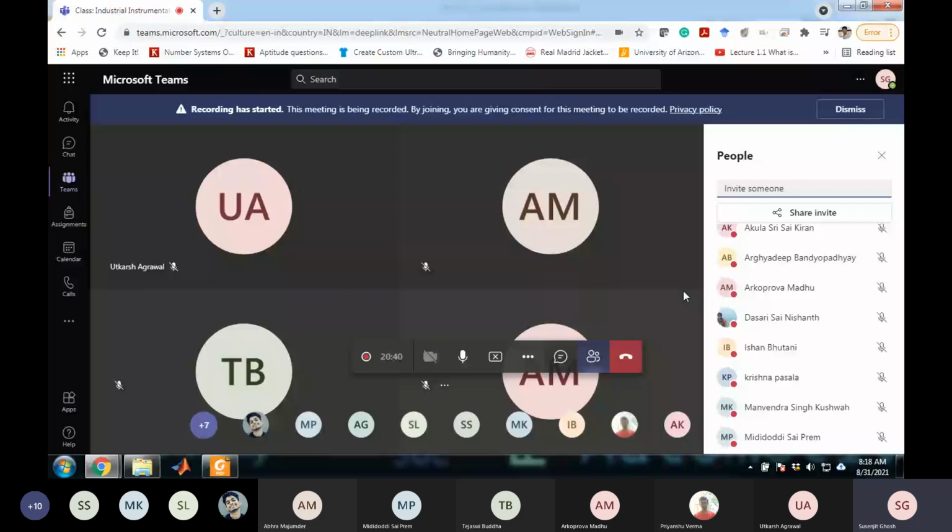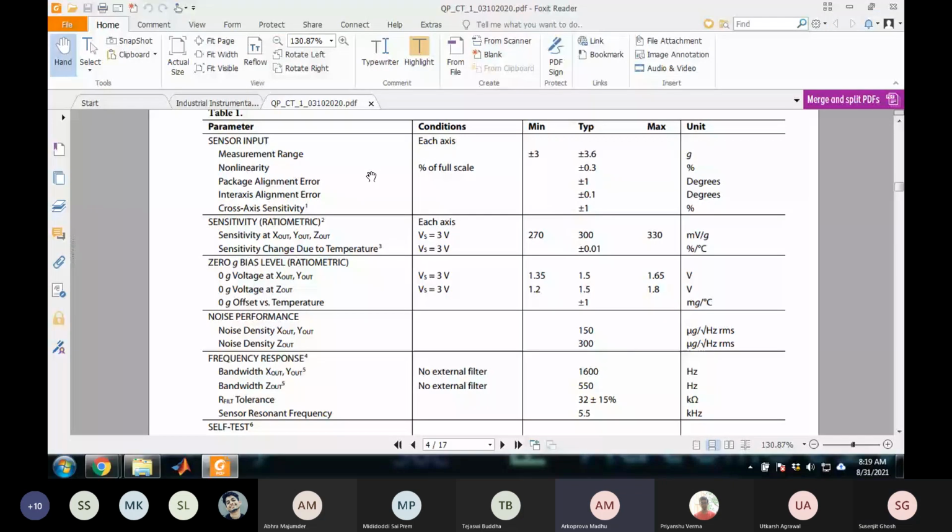Okay, can you interpret this, what do you mean by this measurement range, and from the values given here, what can you interpret? Sir, the average value it is taking is 3.6 G, and the minimum value it is going to is 3, and the maximum is not specified.